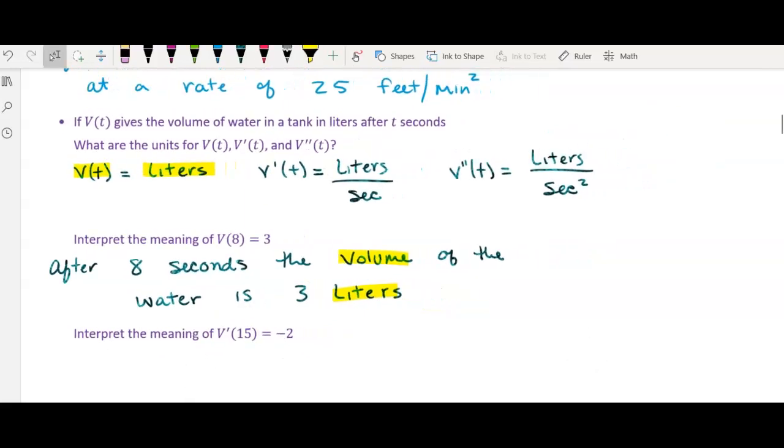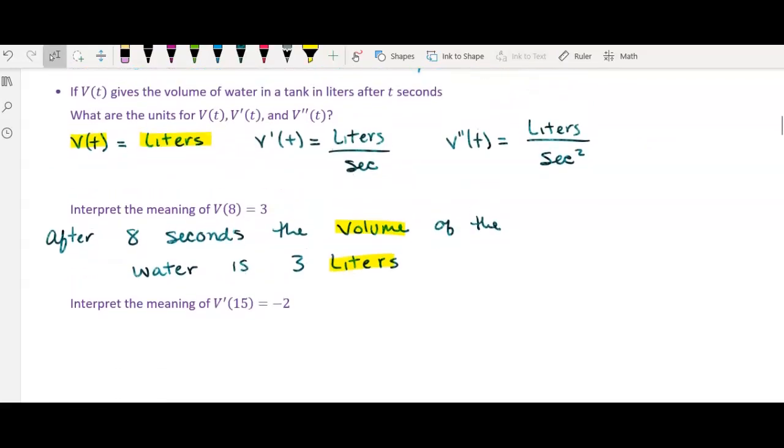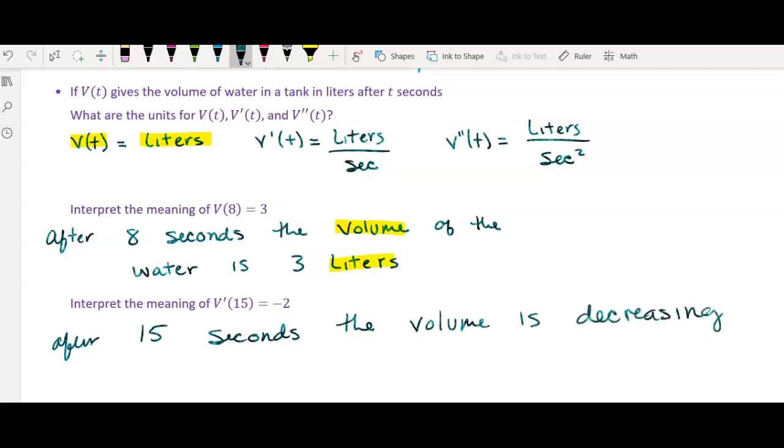at t equals 8. V prime of 15 can be interpreted as after 15 seconds, the volume is decreasing at a rate of 2 liters per second. And I know the volume is decreasing because V prime is negative.